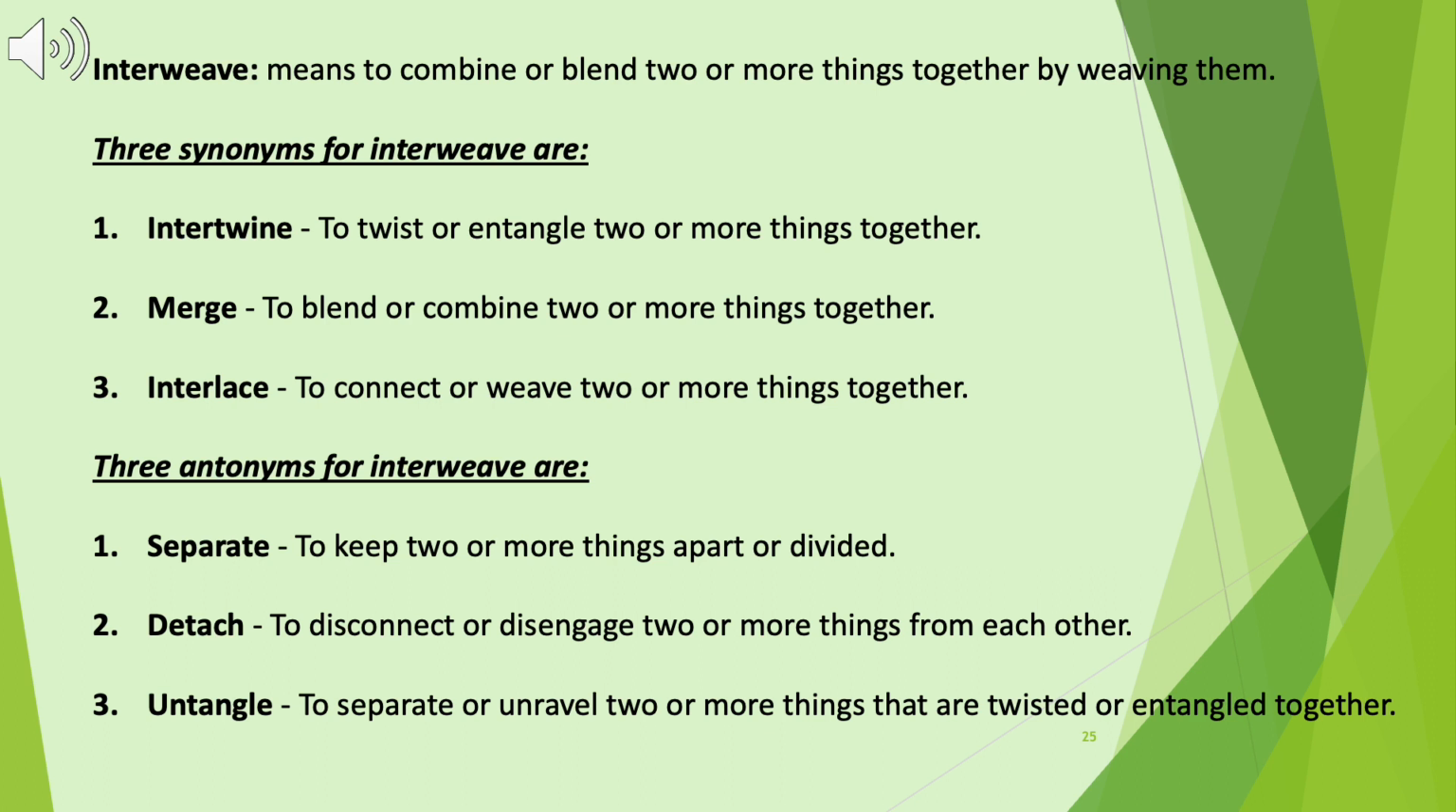Three antonyms for interweave are separate, to keep two or more things apart or divided. Detach, to disconnect or disengage two or more things from each other. Untangle, to separate or unravel two or more things that are twisted or entangled together.